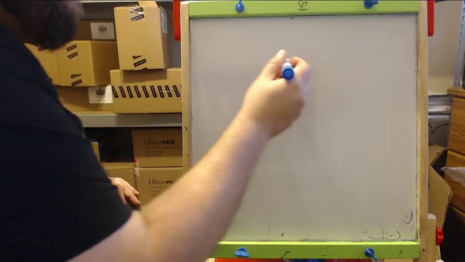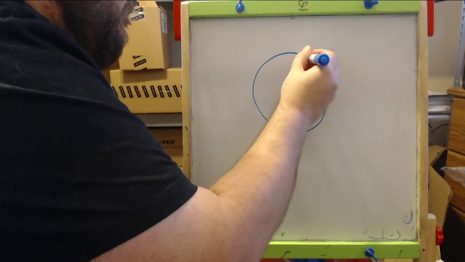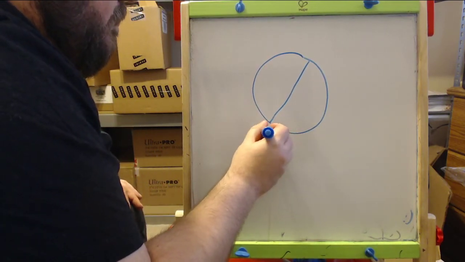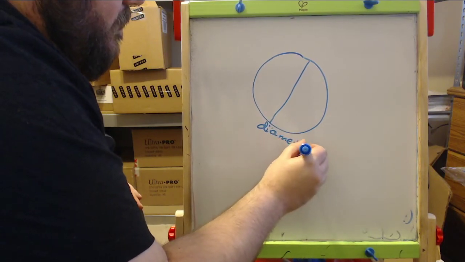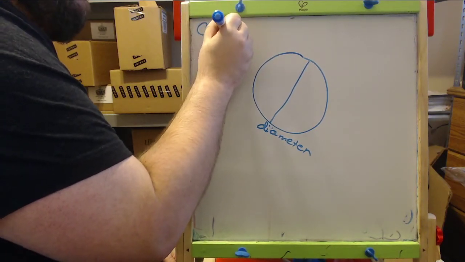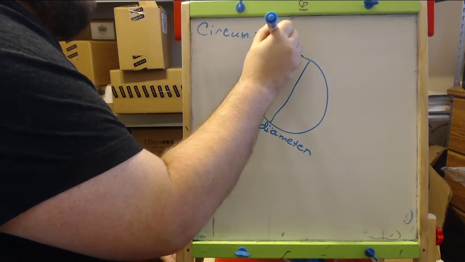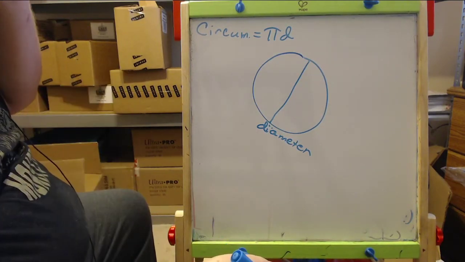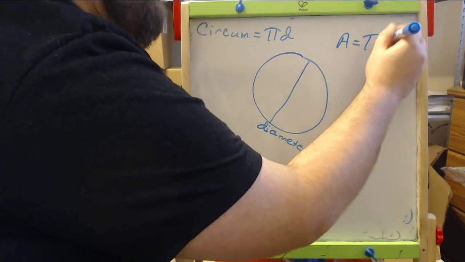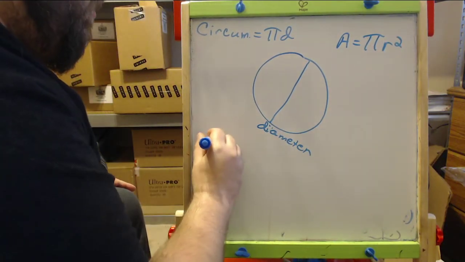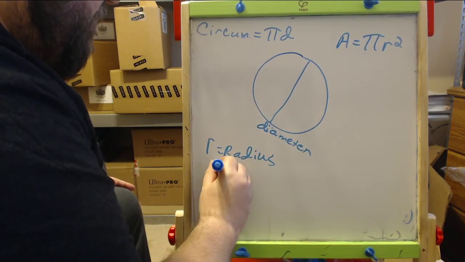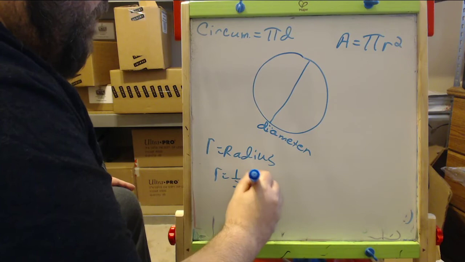So, if I have a circle, a full line going all the way through is known as the diameter. The distance around is known as the circumference, and it's equal to pi times the diameter. Area is equal to pi times the radius squared. R is radius. Radius is 1/2 the diameter.